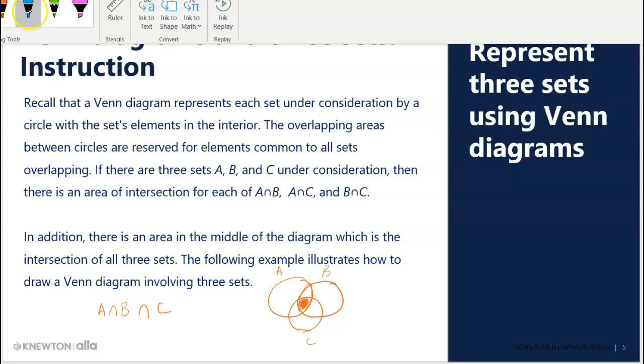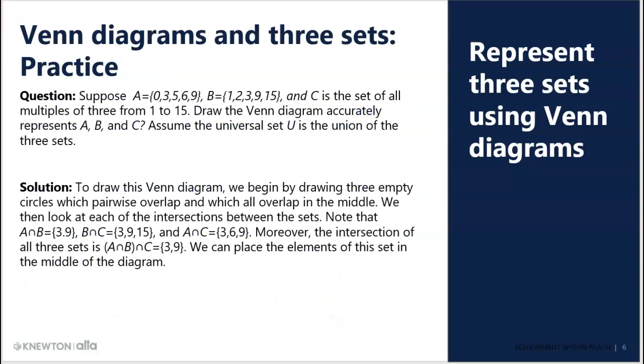So, what do we do with our 3-set Venn diagrams? How do we make them if we have lists of elements? That becomes one thing. And I actually do this again in another video with different sets. So look for that video also. So set A is 0, 3, 5, 6, 9. Set B is 1, 2, 3, 9, 15. And set C is all multiples of 3 from 1 to 15.